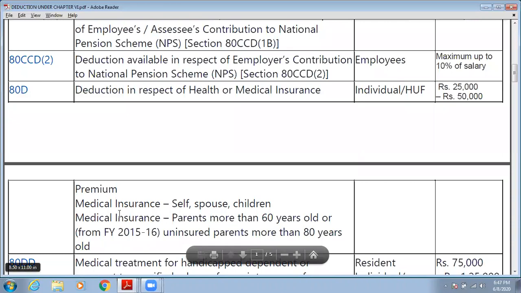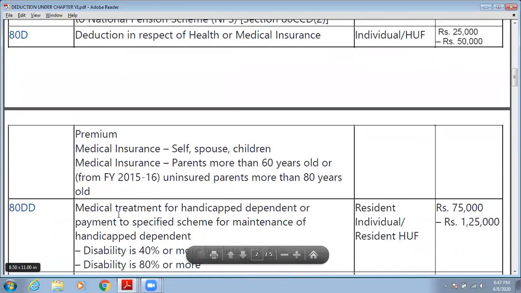Yes. So deduction under section 80D is provided to you if you are paying any health or medical insurance premium, then deduction under 80D will be allowed to you. To individuals and HUF, this deduction will be allowed. Then what will be the quantum of deduction? 25,000 and 50,000. Here, see here, 25,000 and 50,000.